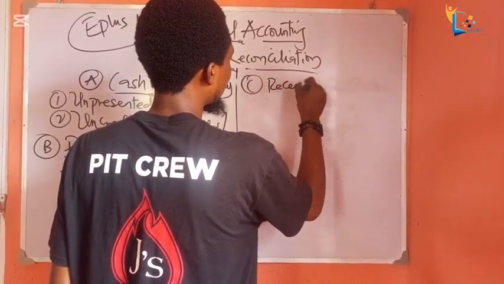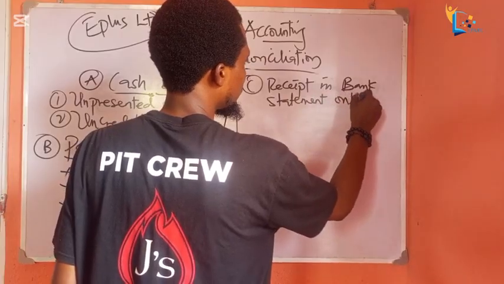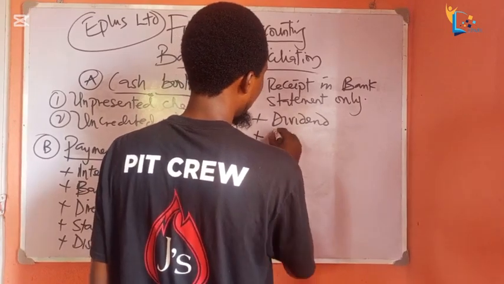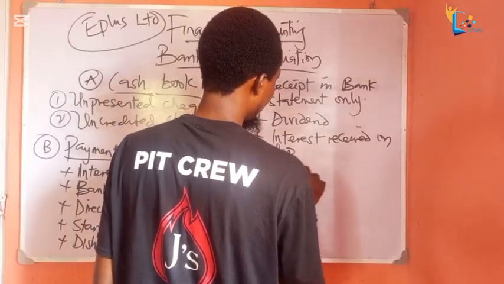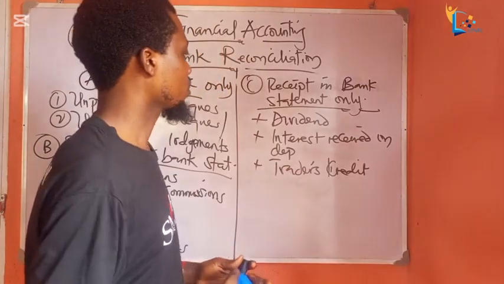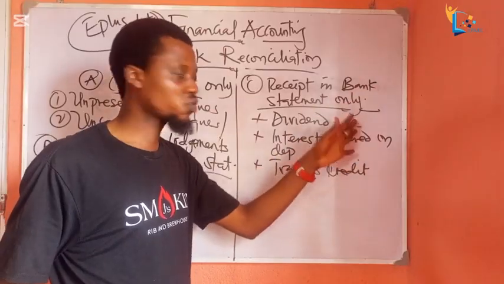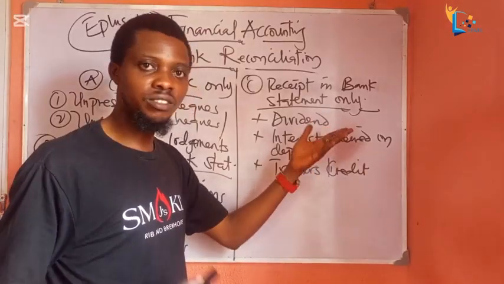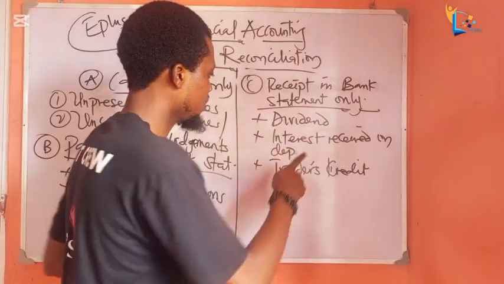Then we have receipts in bank statements only. One of them is dividend. We have interest received on deposits. We have traders credits. Now, when we say receipts in bank statements only, these are transactions or entries made by the bank, when the bank credits the customer's account with them. Dividends have to do with shares, your income from shares. Then we have interest received on deposits. Then we have the traders credit.